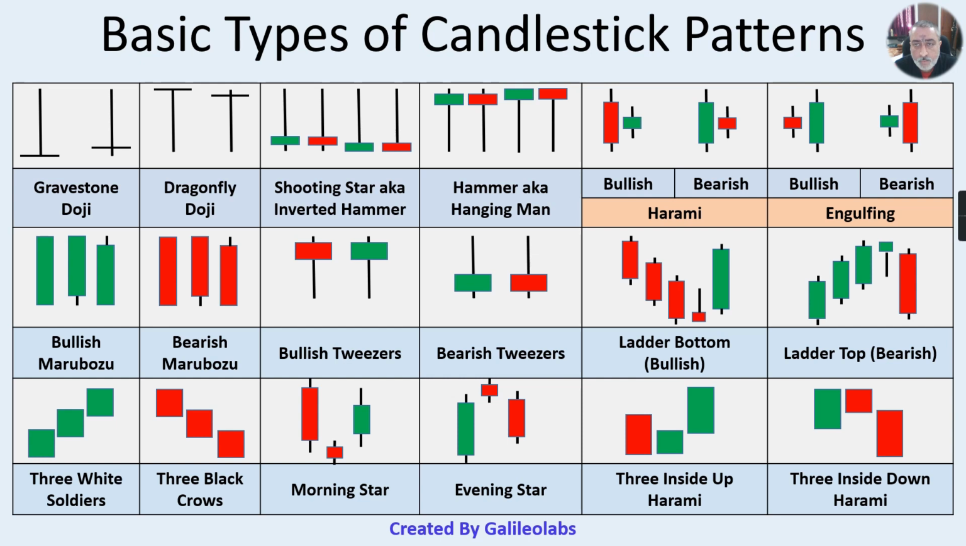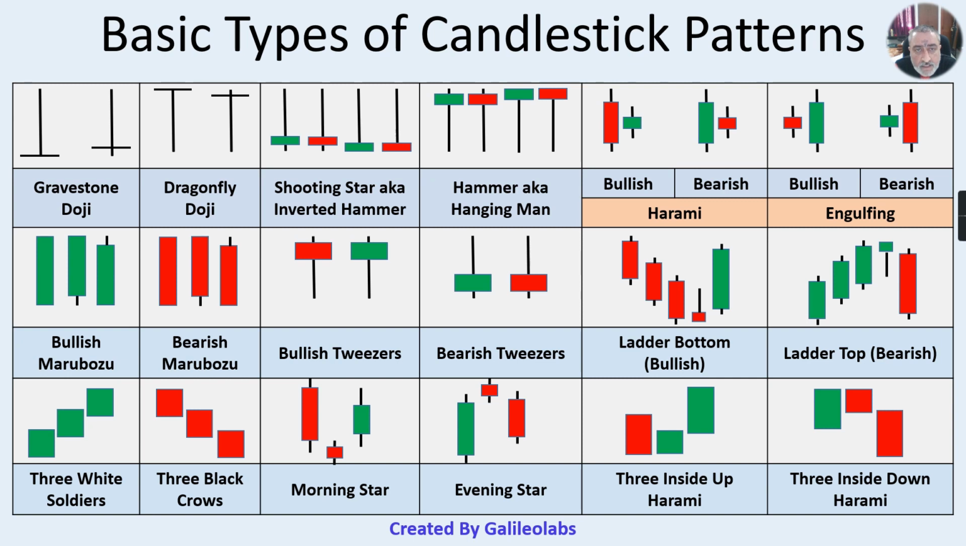So from this video onwards, I'll be taking one pattern at a time, and we'll be covering around 35 to 40 patterns in total. So let's get started. Once again, a very good morning, friends. As I've already told you, from this video onwards, I'll be covering one candlestick pattern at a time. By covering the candlestick pattern, what I mean is that I will tell you what that pattern is and how to trade based on that pattern.